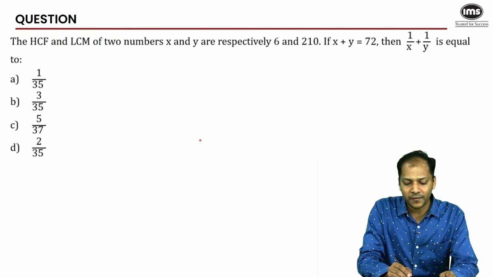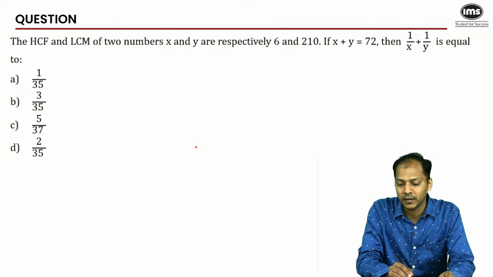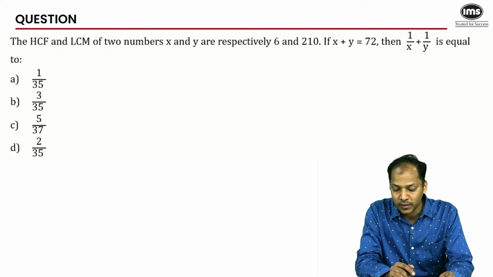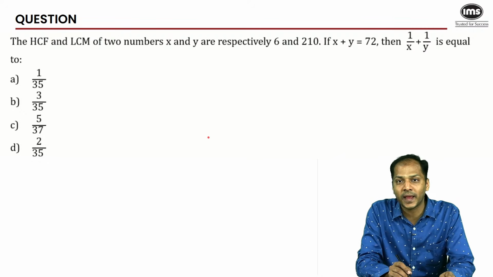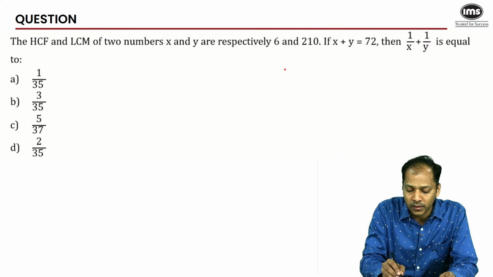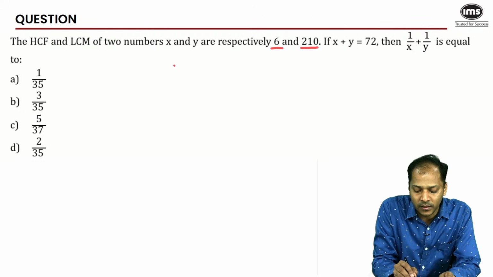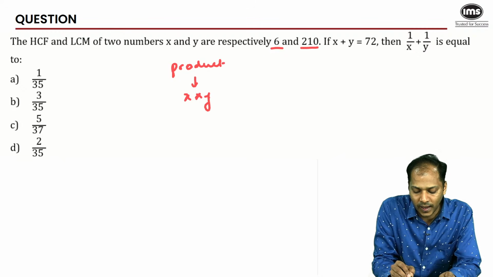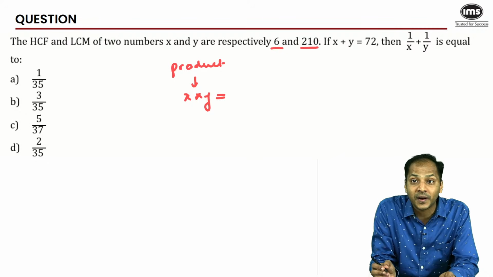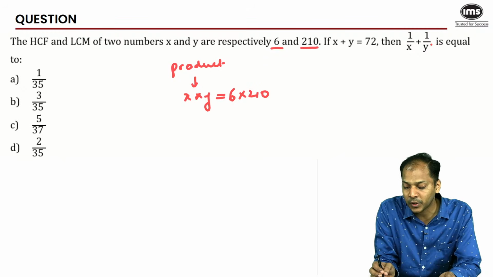right, so the HCF and LCM of two numbers x and y are respectively 6 and 210. If x plus y is 72, then 1 upon x plus 1 upon y is equal to, well, this was a pretty straightforward one. If the HCF and LCM are 6 and 210, the product of the two numbers, that is nothing but x into y, will be equal to the product of HCF and LCM, so that's 6 into 210, and x plus y was already given to you.